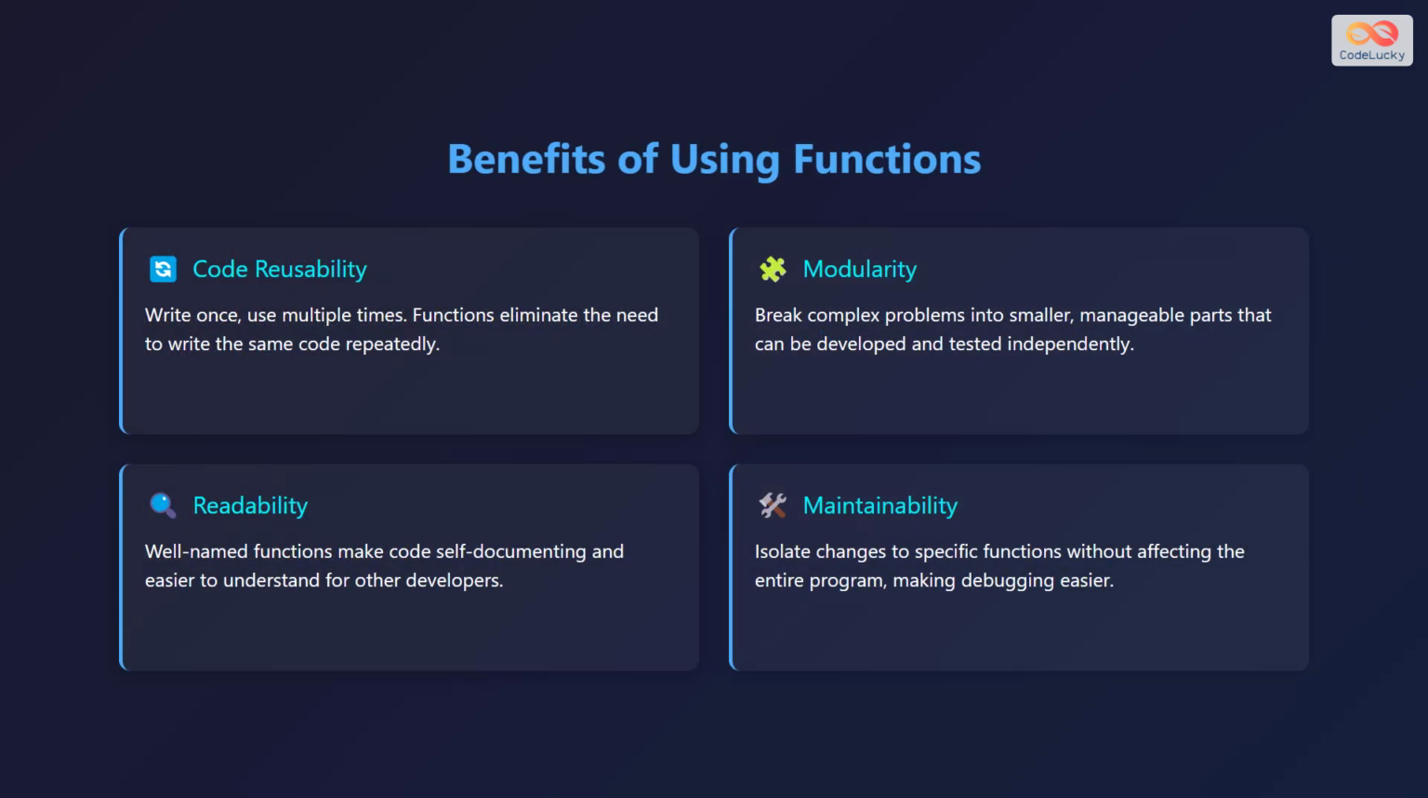Let's discuss the benefits of using functions in your C programs. Functions promote code reusability. With functions, you can write a piece of code once and use it multiple times. This saves you from having to write the same code over and over again. Modularity is another key benefit.